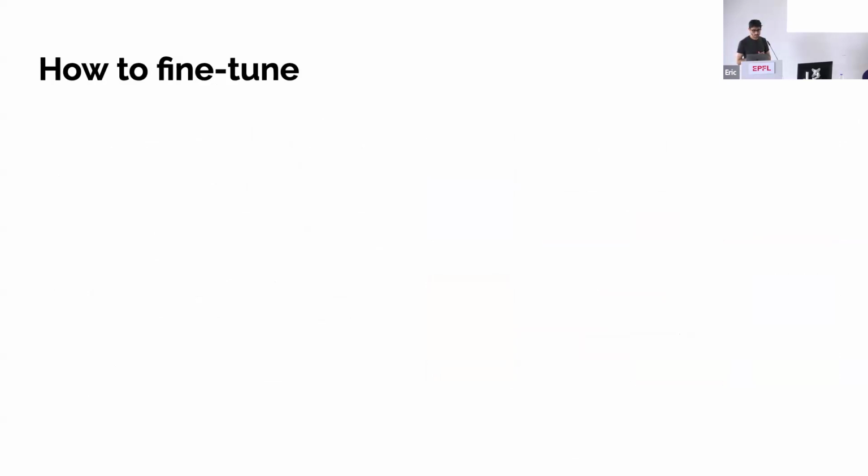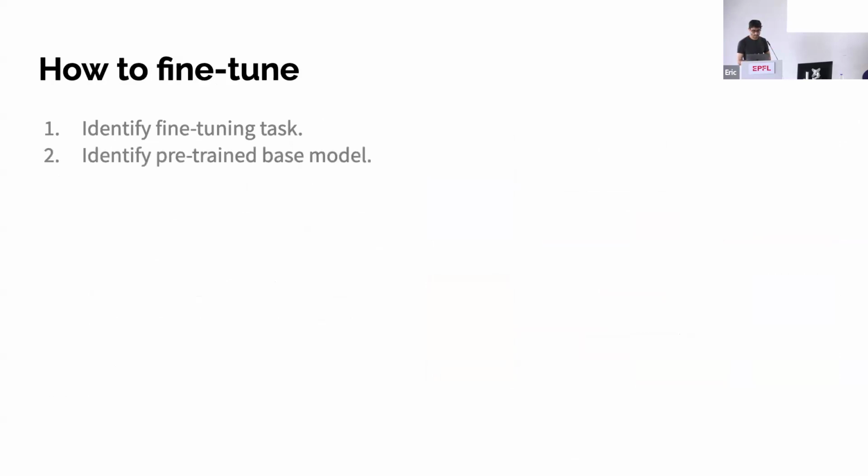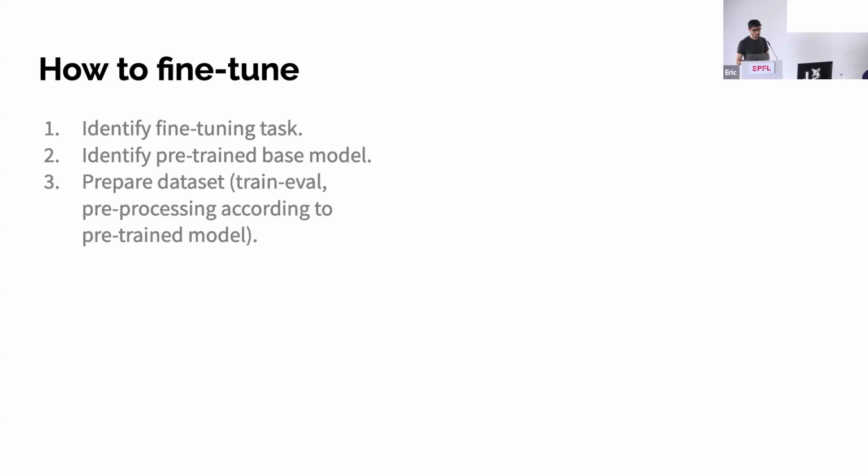Okay, so how do we go about fine-tuning? The first step would be to figure out what our task is, what we're trying to solve. The next step would be to identify a base model, a large model that has already been trained for something that's similar. Next step would be to prepare a data set for our specific task. That means making sure we have enough data and splitting between train and evaluation. An important part is also pre-processing that data in a similar fashion to how the training data was prepared for this base model.